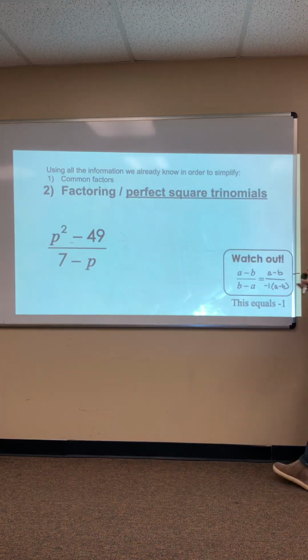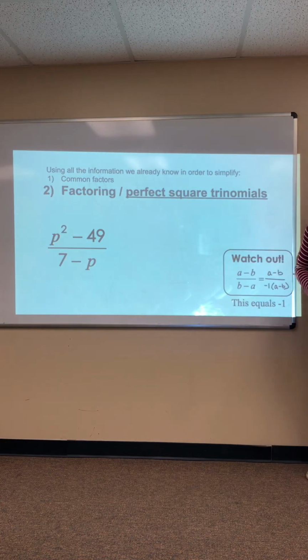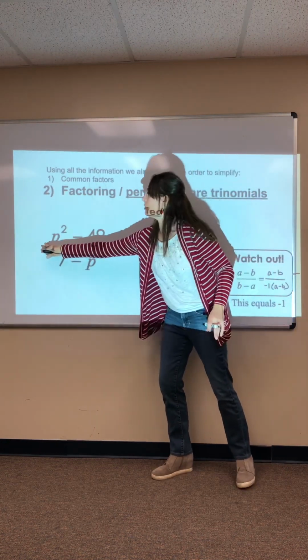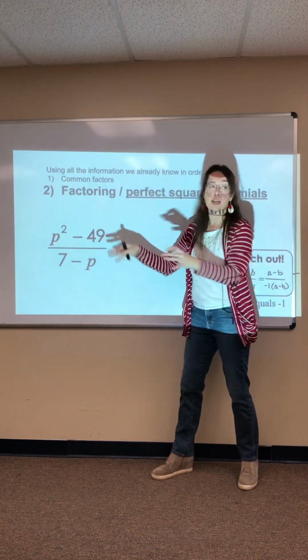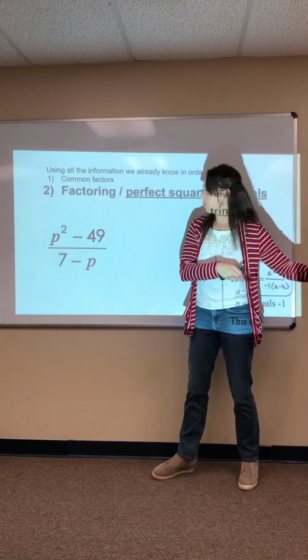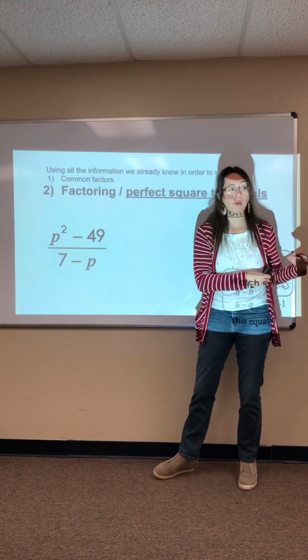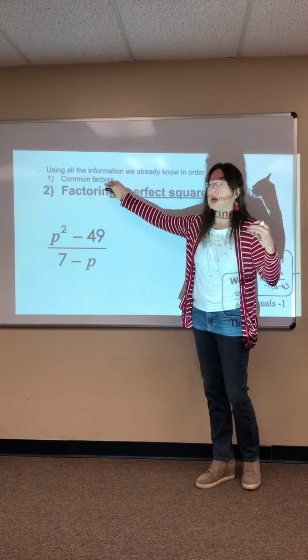Okay, so let's do another one. Look at this. On the top, is there a common factor between the coefficients? So our constants here. No. We have a 1 and we have a 49, so there's nothing that we can pull out. Let's look at the bottom. Between 7 and 1, is there anything we can pull out on the bottom? No. Okay, so we can't do anything with common factors.